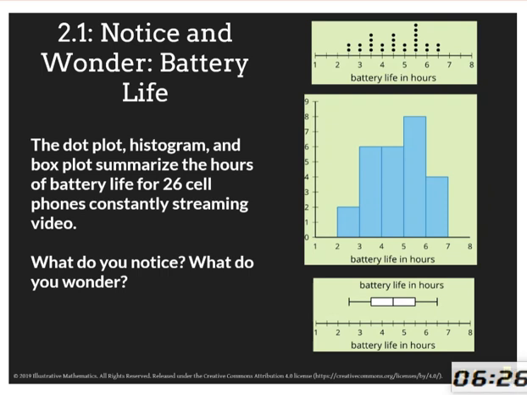So the dot plot, this is a dot plot right here, the histogram, and the box plot summarize the hours of battery life for 26 cell phones constantly streaming video. So what do you notice that you think is important about these representations, and what do you wonder? Remember that these are all representations of the same data.